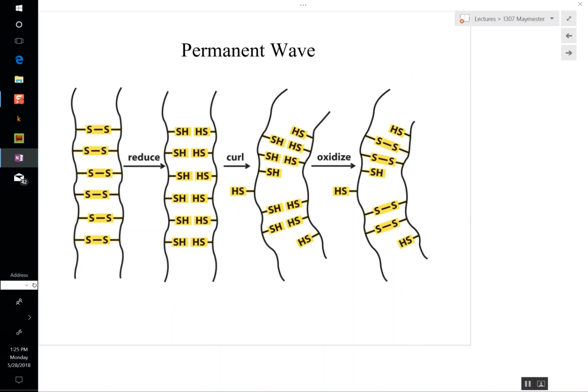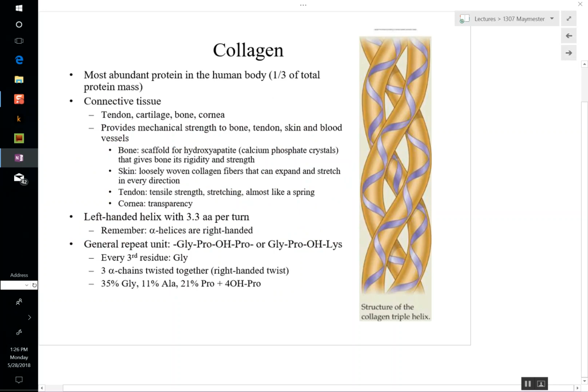If you treat the hair with a reducing agent, it will break the disulfide bonds, reduce them, addition of hydrogen. You can curl the hair and then add an oxidizing agent and reform new disulfide bridges. Now the hair's curly permanently until it grows out. But it is locking it in chemically in a new arrangement, and that's how you do perms.